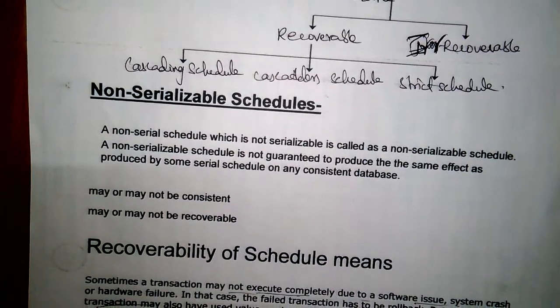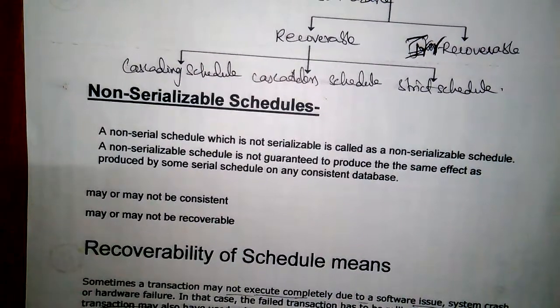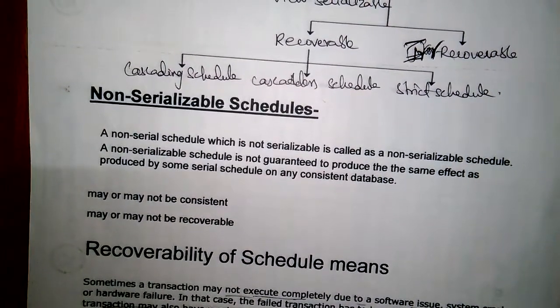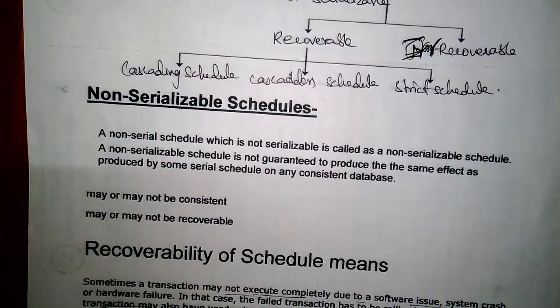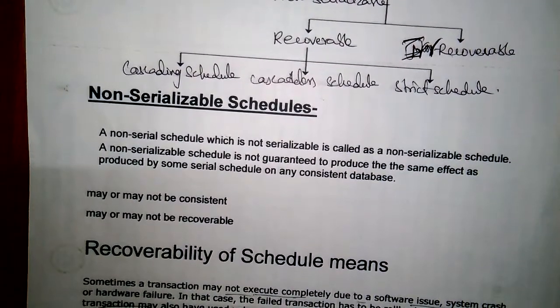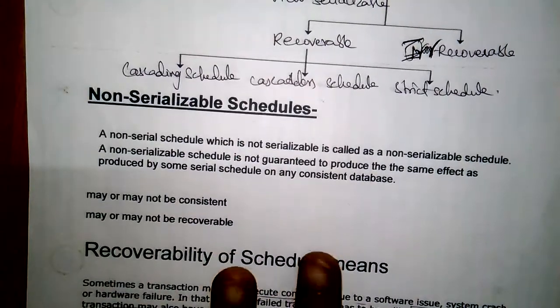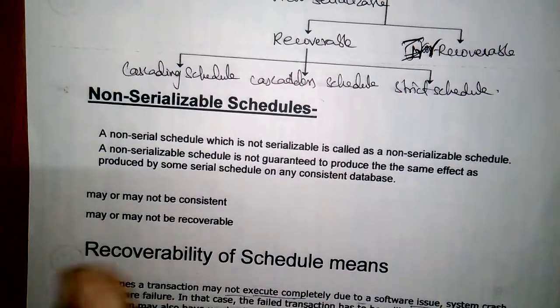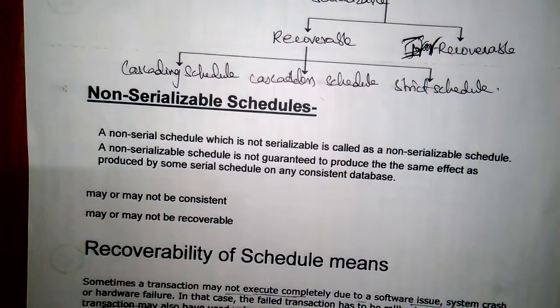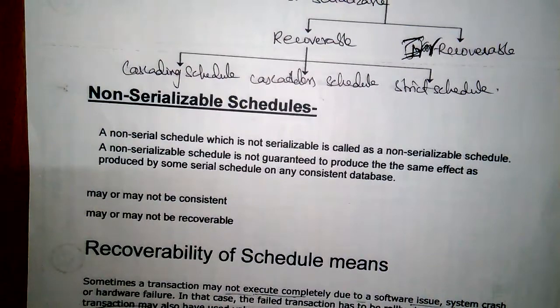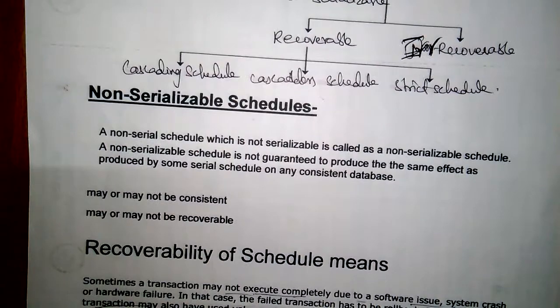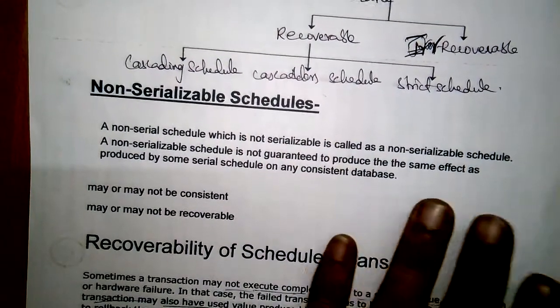We check it in two ways, either conflict serializable or view serializable. So here a non-serial schedule which is not serializable, that means which doesn't leave a database in a consistent state, that type of non-serial schedule is called a non-serializable schedule. Okay, a non-serializable schedule is not guaranteed to leave a database in a consistent state.